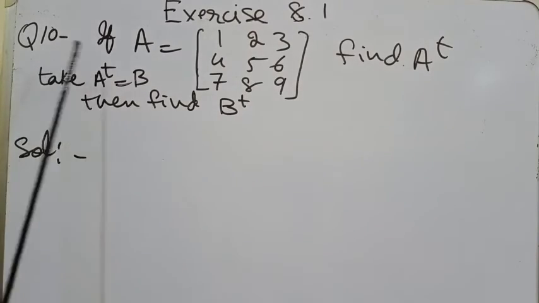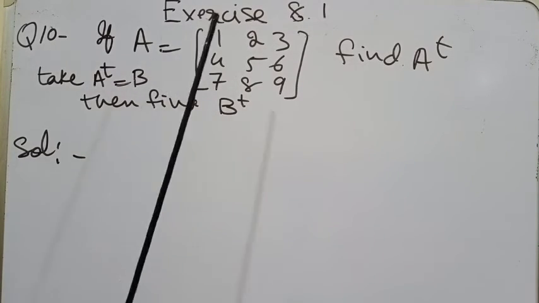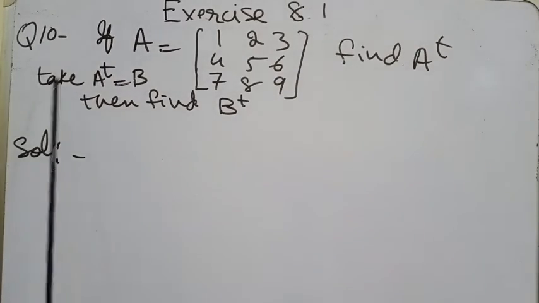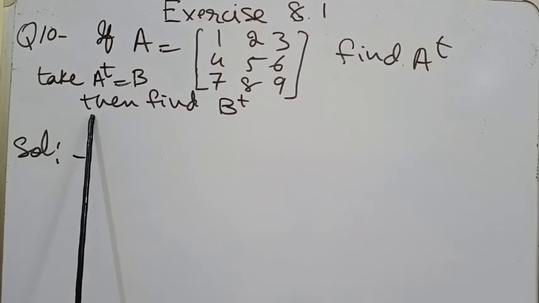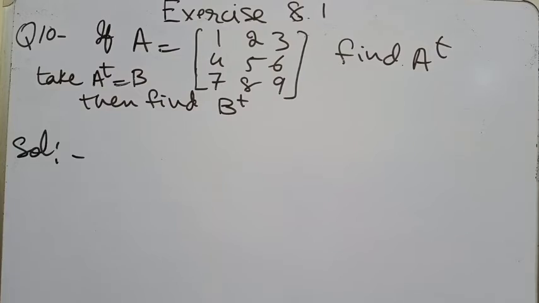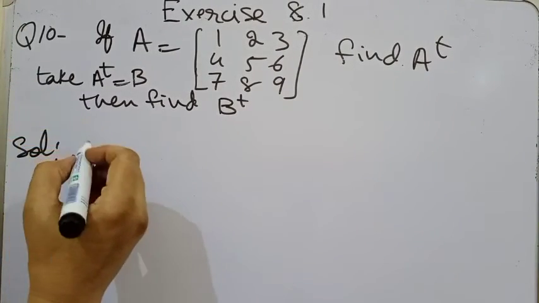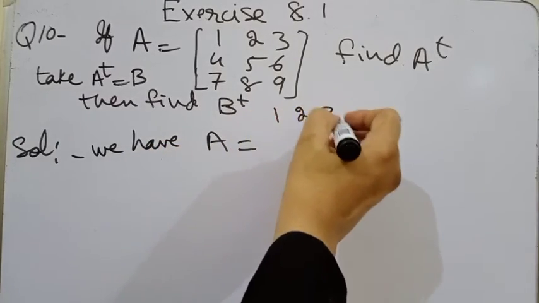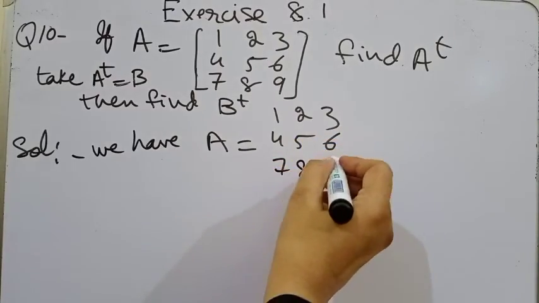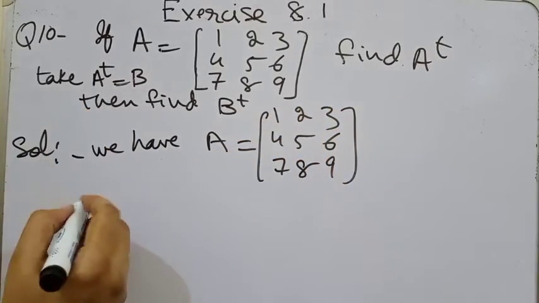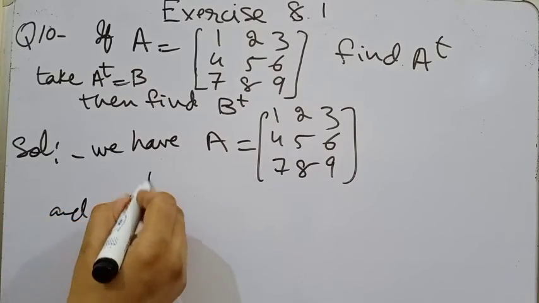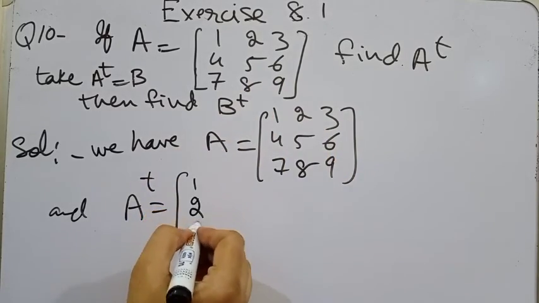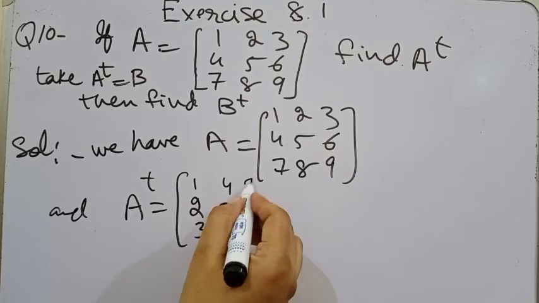Question number 10. If we have a matrix A is equal to 1 2 3 4 5 6 7 8 9, find A transpose. Take A transpose is equal to B, then find B transpose. This is our question. We have A is equal to 1 2 3 4 5 6 7 8 9, and A transpose is equal to, first row becomes first column, 4 5 6 7 8 9.